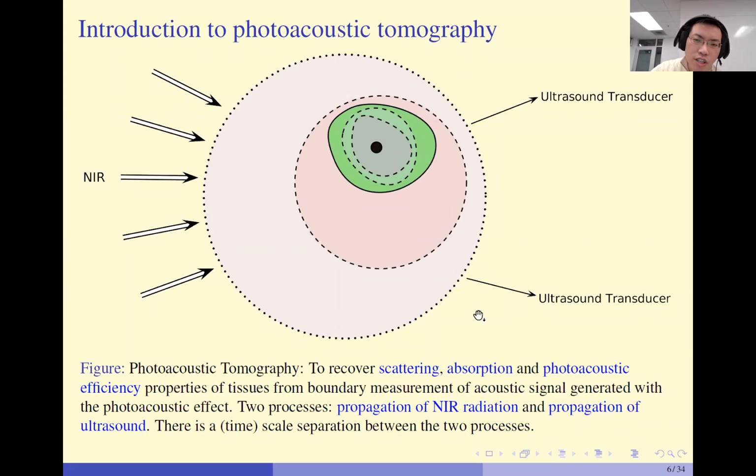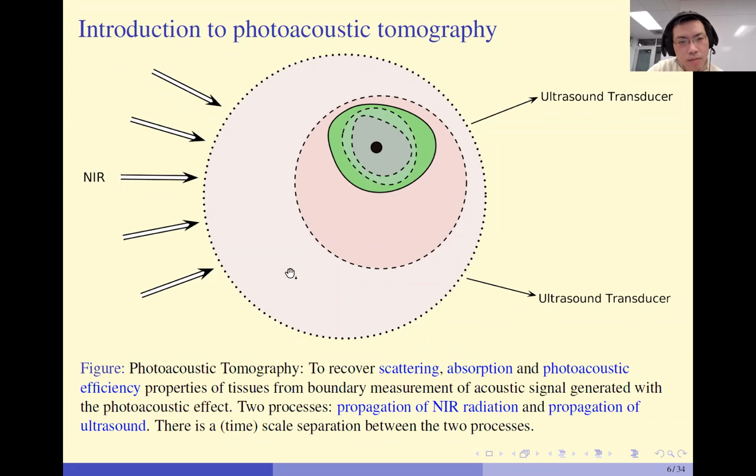So this will be the experiment, and you can see in this experiment two processes are involved. One is the physical process related to the near-infrared laser propagation, so laser photons propagate into the medium. And the second process involved is the ultrasound. After this medium absorbs this energy, you will trigger this ultrasound, and ultrasound will also propagate into the medium and eventually be captured by the sensors around.